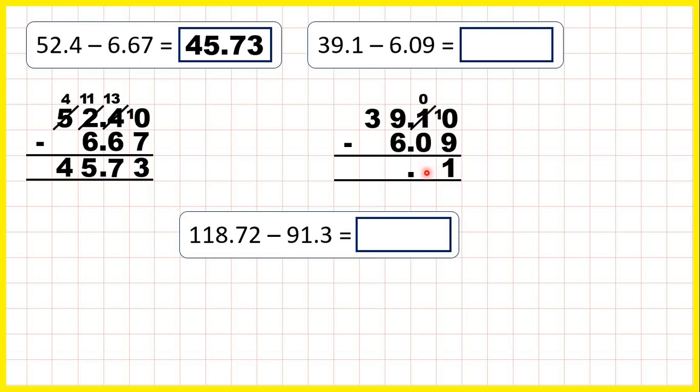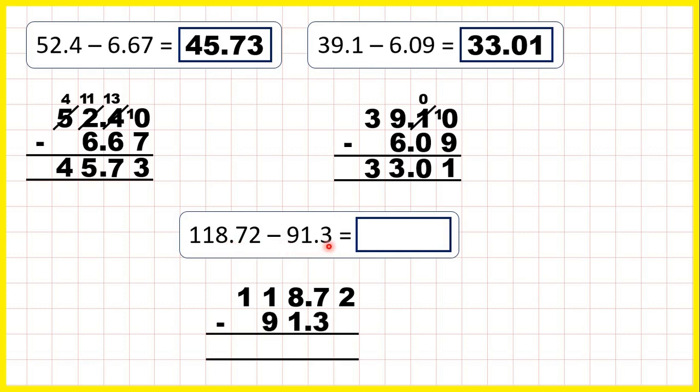0 minus 0 is 0. 9 minus 6 is 3. And 3 minus nothing is 3. So our answer is 33.01. Finally, we have 118.72, and we need to subtract 91.3.